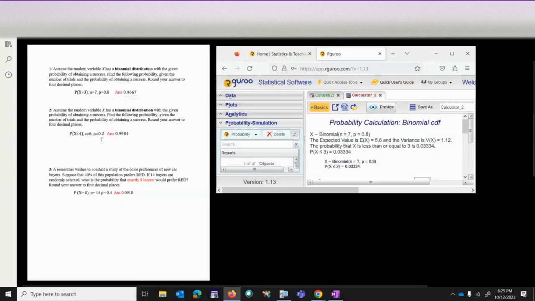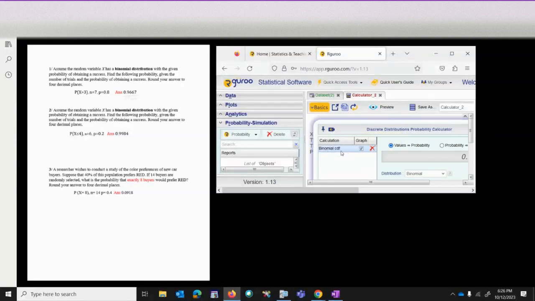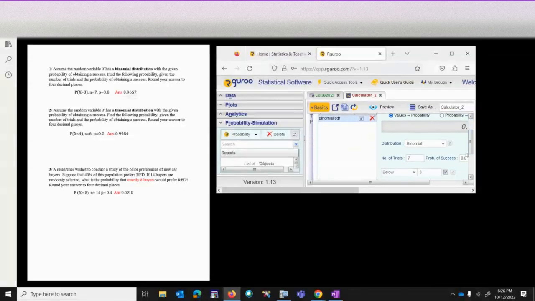The probability of success is 0.2, which is given here, and the number of trials, or n, is equal to 6. All I have to do is plug in all these numbers as usual. But this time I don't have to change everything. I just simply go to basics. Binomial CDF is already there. I don't have to start over and write it again, and the distribution is still binomial.